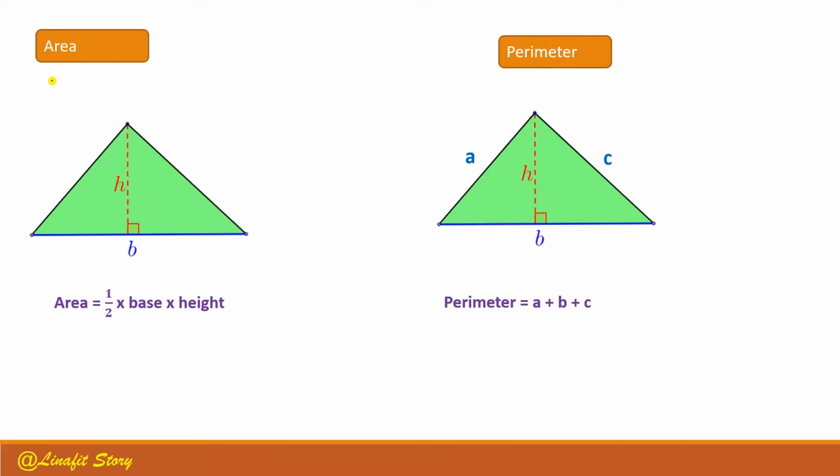Now we will learn how to find the area and perimeter of a triangle. Area can be defined as the space occupied by a flat shape or the surface of an object. So the area of a triangle is 1/2 times base times height. The perimeter is defined as the total length of its boundary. So the perimeter of a triangle is A plus B plus C.